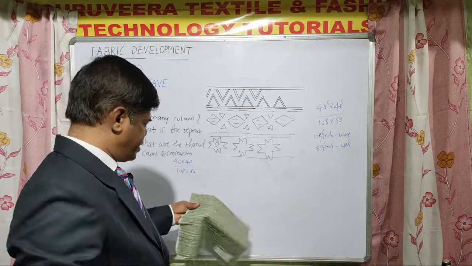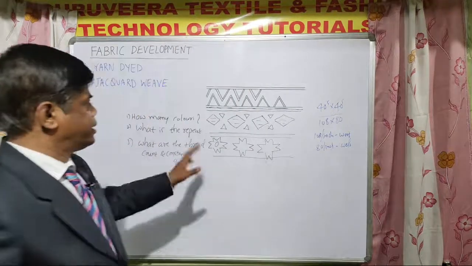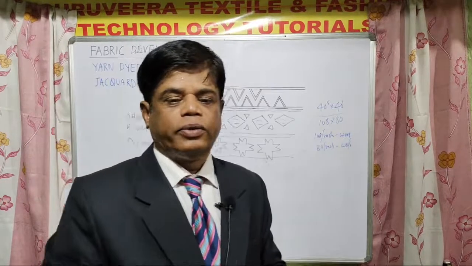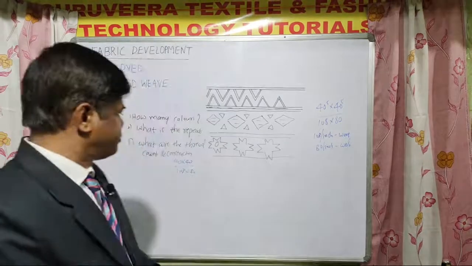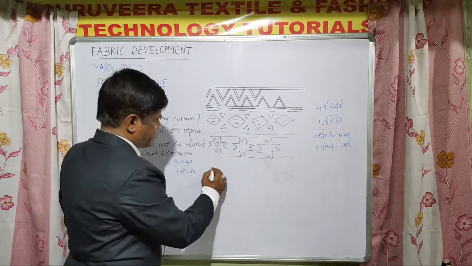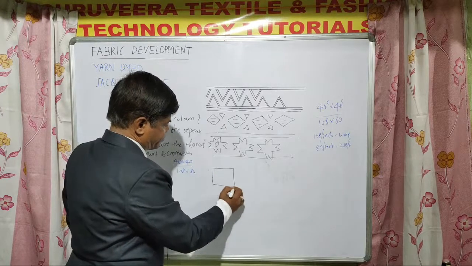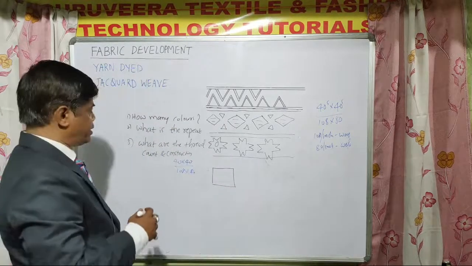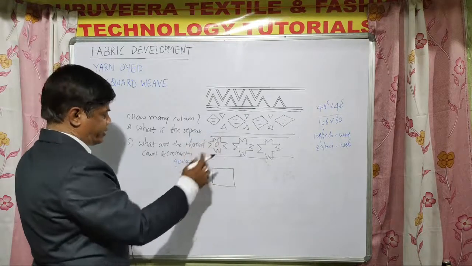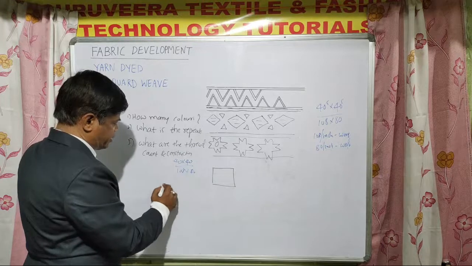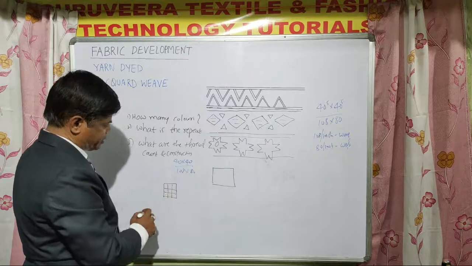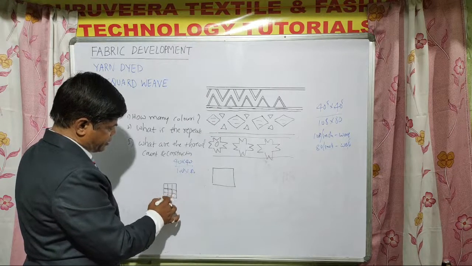See, what is the repeat here in this case? What do you mean by repeat? Repeat means, friends, here in a fabric, this is one repeat. In case of plain, what is the repeat? To explain the repeat of this jacquard or any design, here this is a plain weave fabric. Here this is a repeat. This part is a repeat.